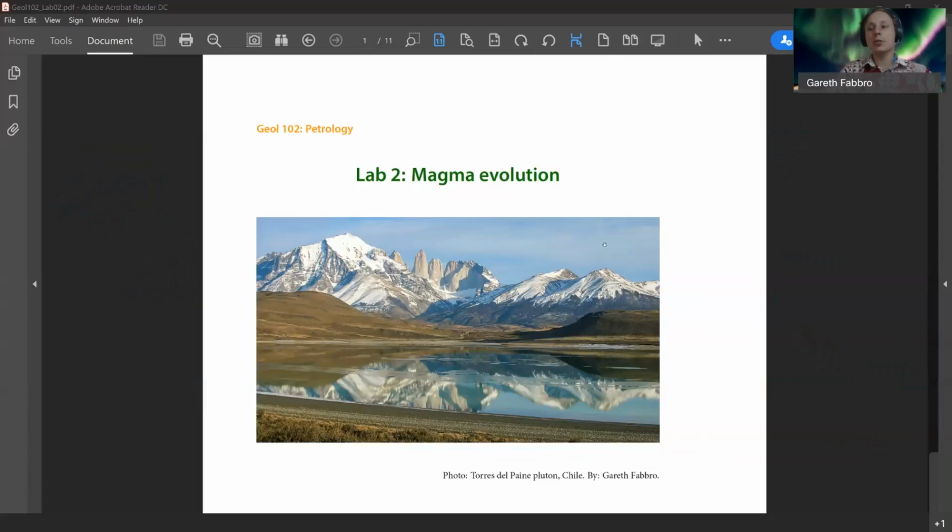So today we're going to look at magma evolution, and today is going to be a lot more calculations. There's no thin sections in this practical, it's just calculations. We will look at more thin sections next week, but for the moment, calculations.